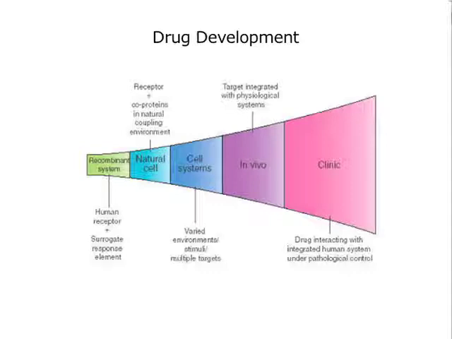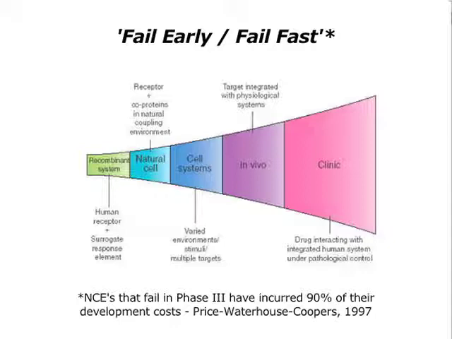If you have a compound that fails at late stage, it'll be expensive, more so than if it fails early. So the first thing we need to concentrate on is to not waste our effort and resource on compounds that will fail. We need to figure out early on that they will not make it and terminate them. So fail early, fail fast. If a compound makes it to phase 3, they have already spent 90% of their development cost.